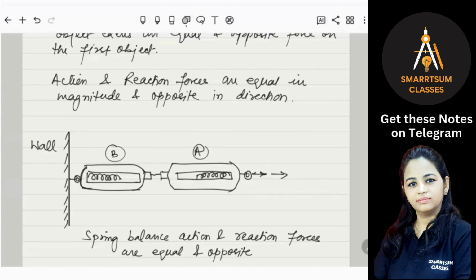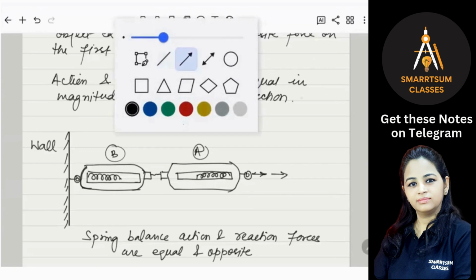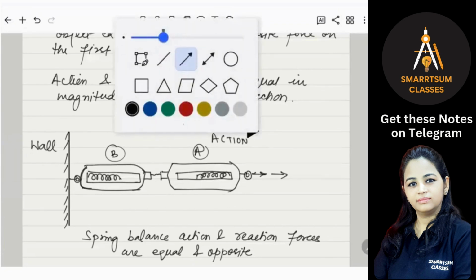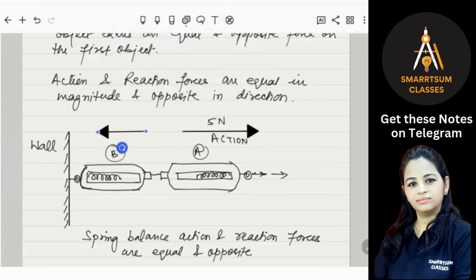And the force which the person applies is, suppose, 5 Newton. So this is action. This is the action force. So an equal and opposite force will be applied by the other one in the opposite direction, and that is also equal in magnitude, and this is called the reaction force.